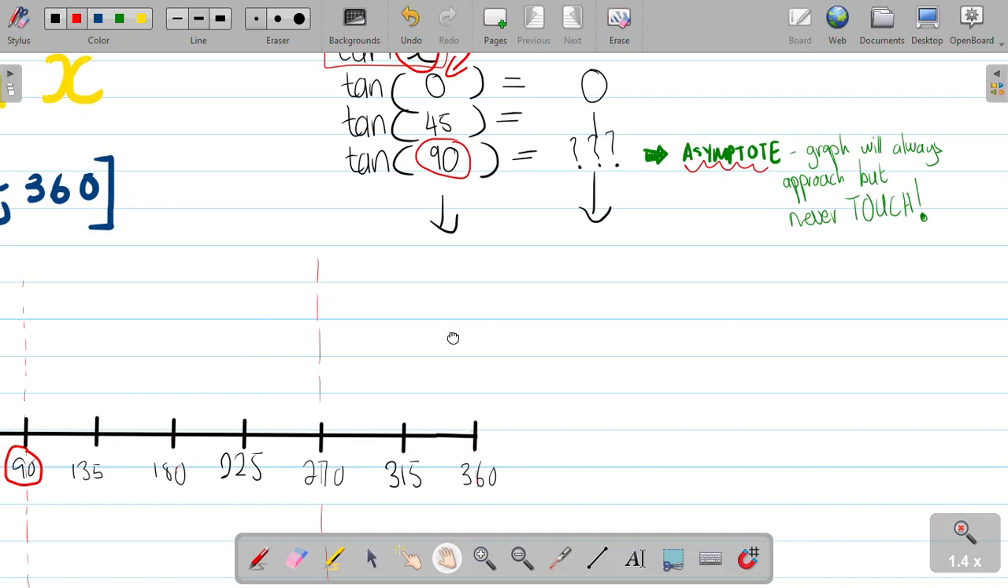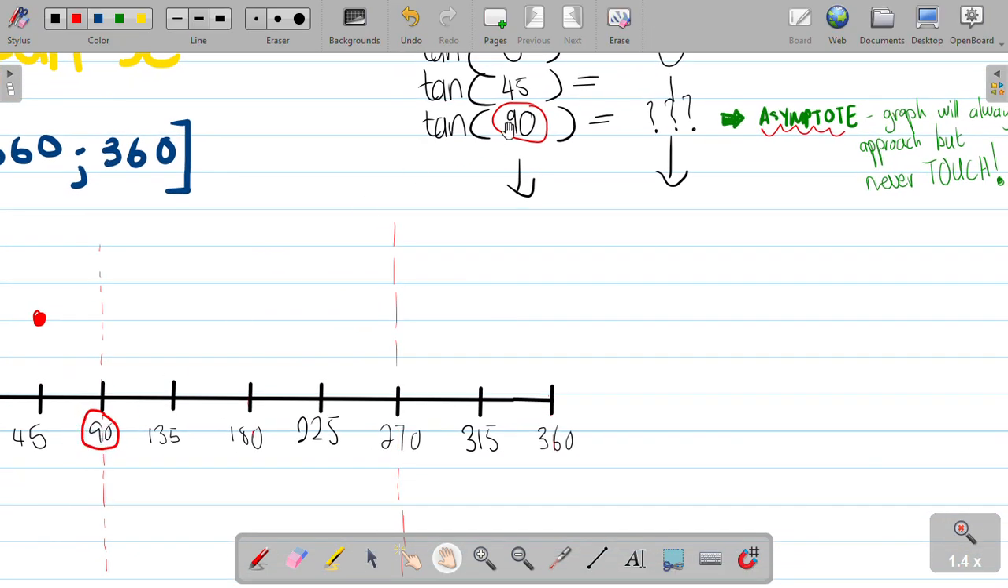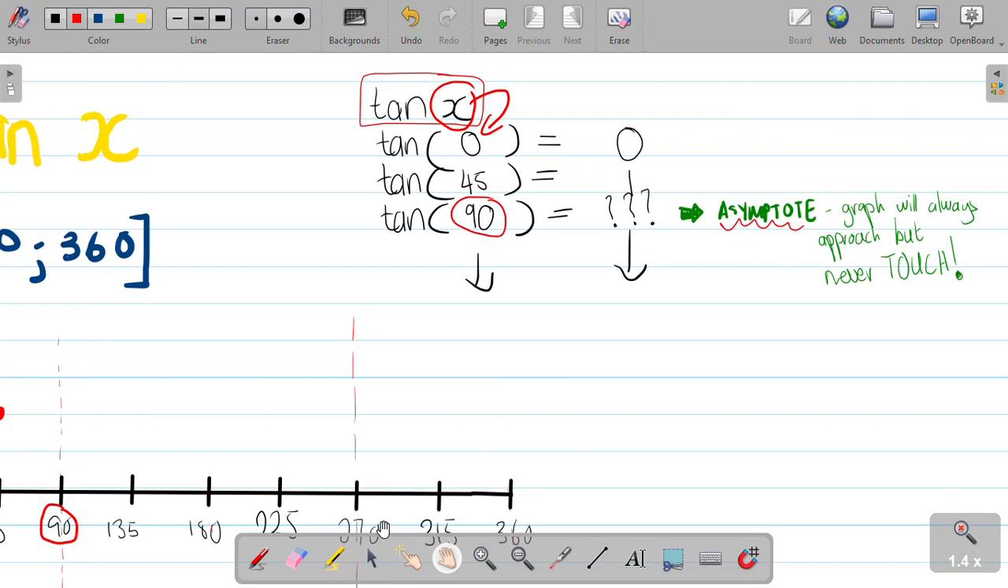Now this is something you have not been introduced to for the sine and cos graph. Our next interval is 90. When you put in 90 into your calculator, please do that for me and look at what you get. You'll get a mathematical error.